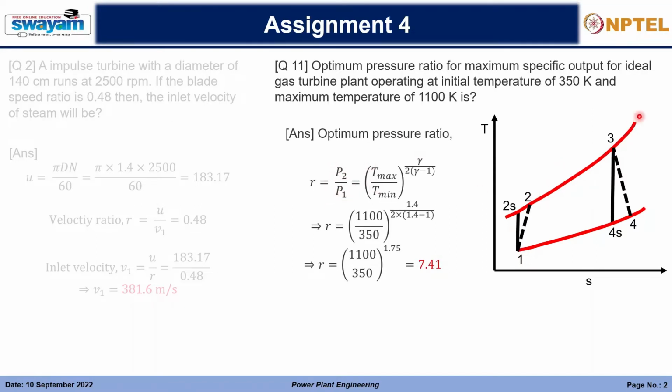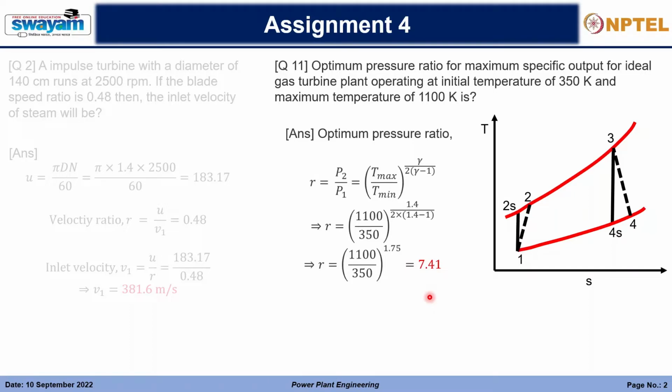So the relation for this optimum pressure ratio stands like this: rp, that is P2 by P1. So this is the P2 outlet and this is the P1 inlet to the compressor. The relation holds like this: T max by T min to the power gamma divided by 2 gamma minus 1. You can take gamma 1.4 for air, or 1.33 also. I have calculated for 1.4.